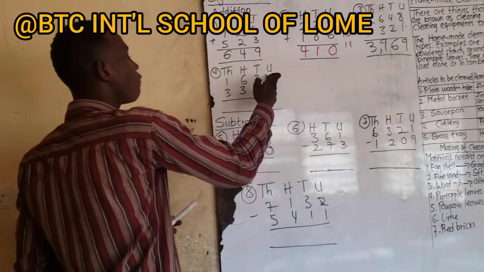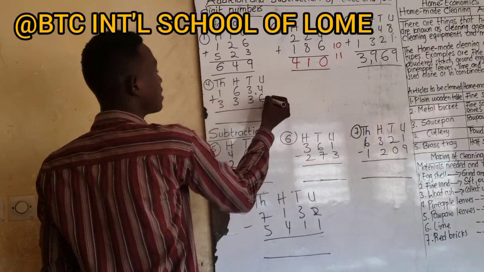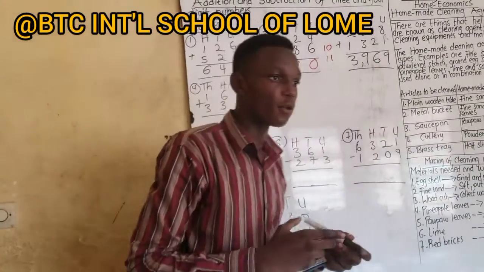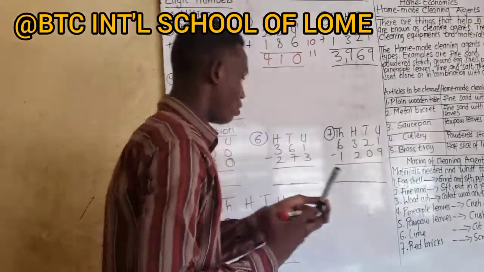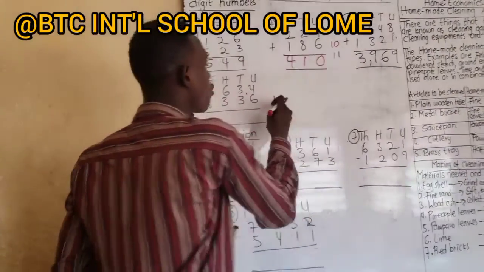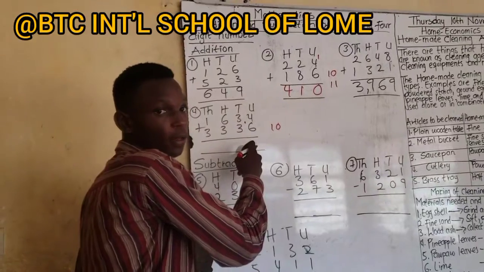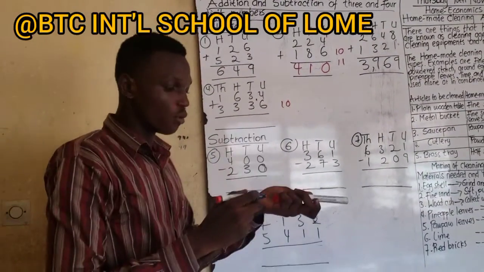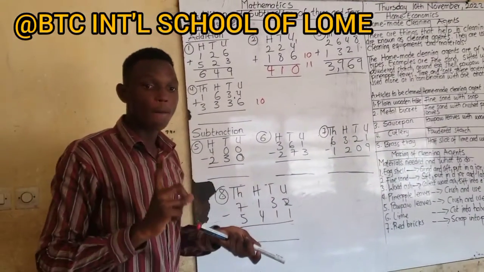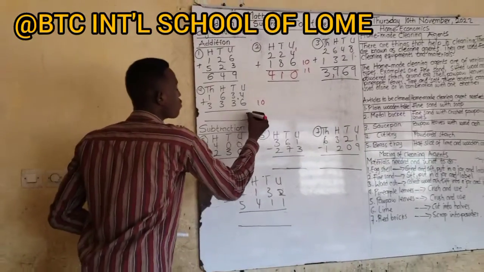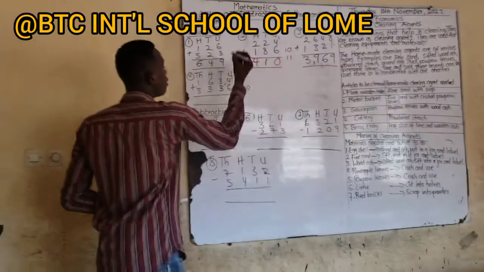Okay, let's go to the last question in our addition. We have 4 plus 6. Who can tell me 4 plus 6? 10. Okay, we are not going to write down our 10, because 10 is a 2-digit number. So what we do is write 0 and carry 1.